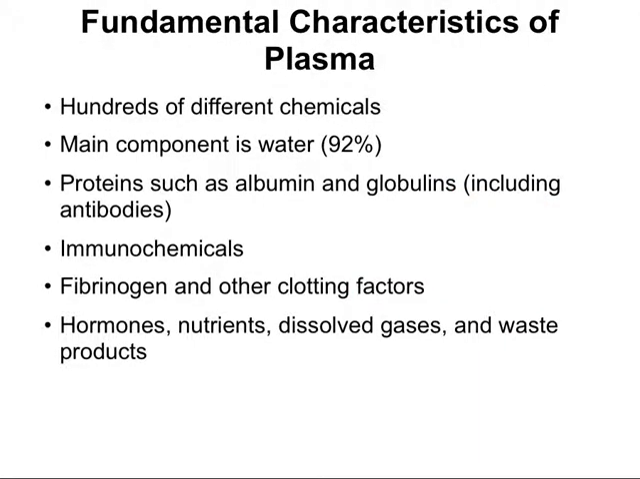So plasma is composed of hundreds of different chemicals. The main component is water. That's about 92%, leaving 8% for all the other things, like proteins, such as albumins and globulins, which also include antibodies. There's a number of immunochemicals in there that we'll examine shortly, fibrinogen and other clotting factors, as well as hormones, nutrients, like our macromolecules that have made it across the digestive lining into our circulation, dissolved gases, oxygen and carbon dioxide, as well as waste products like urea.